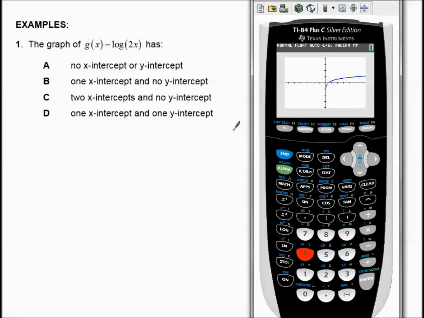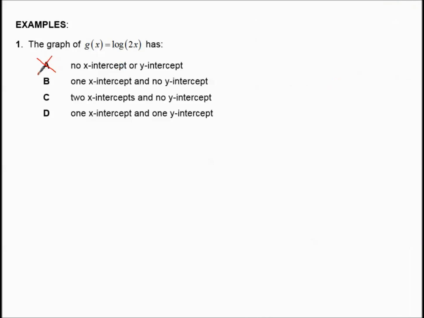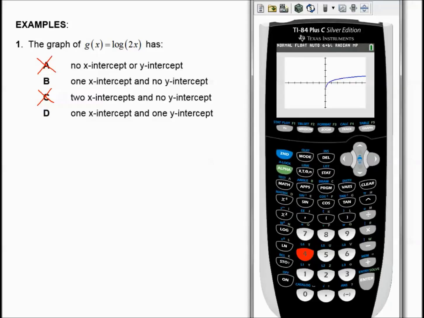So let's see if that can rule out some of the answers. Well, answer A says no x-intercept, so that's gone. Answer B says one x-intercept, so that might be it. Answer C says two x-intercepts, well, that's gone. And answer D says one x-intercept. Okay, so just knowing a little bit, I'm down to a 50-50. So let's go back to the graph and see about the y-intercept.